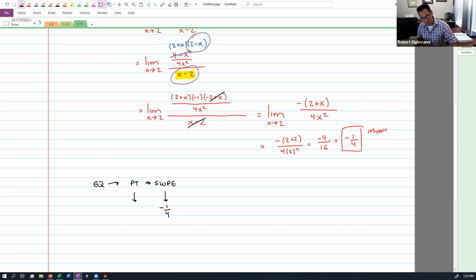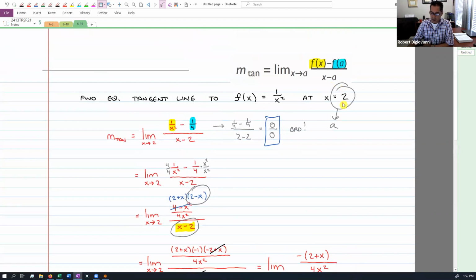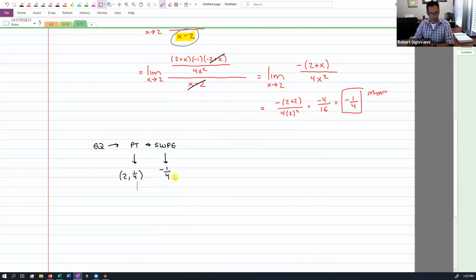Cody, what's the point that we're going to use here? We're going to do 2 and then 1 over 4. 2 and 1/4. So everyone, that comes from the fact that we're plugging in 2 into this function and getting 1/4. So that's our point, that's our slope. So we're going to do y minus 1/4 equals the slope negative 1/4 times x minus 2. There we go. That should be the equation. Let me clean this up.